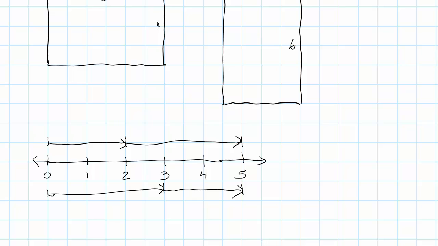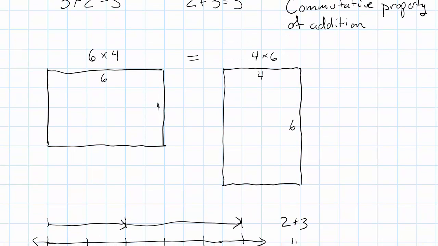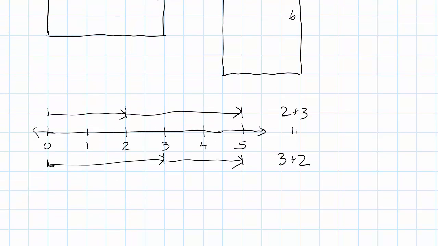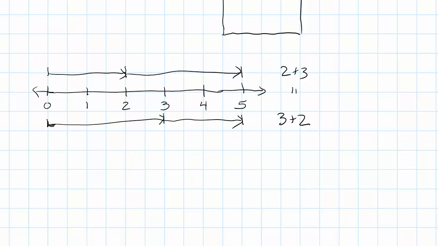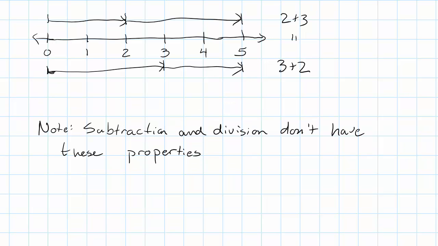As you can see, these are going to be the same because it doesn't matter what order we count in. So, in terms of the picture, we would expect multiplication to be commutative. We would also expect addition to be commutative. Note again, subtraction and division don't have these properties.